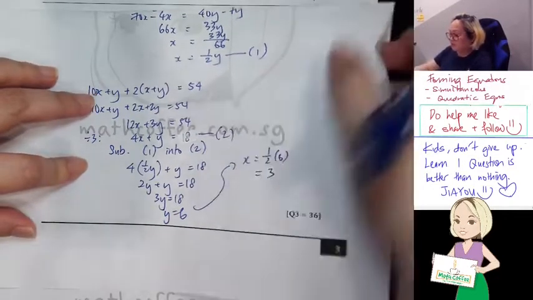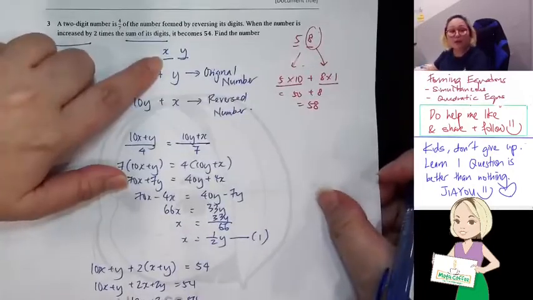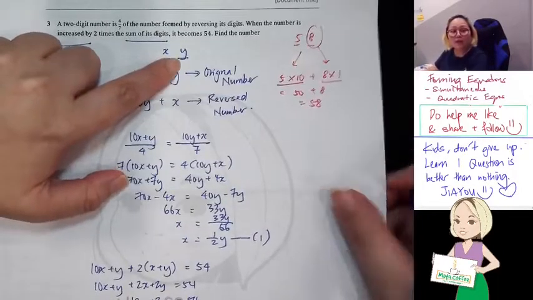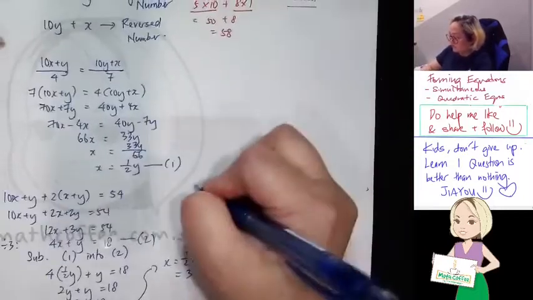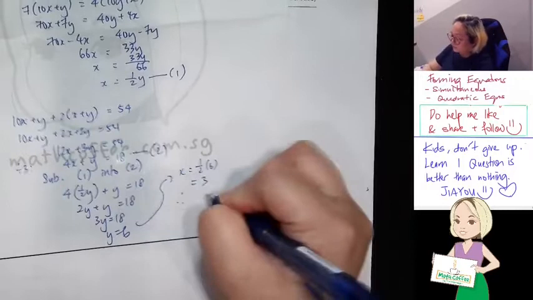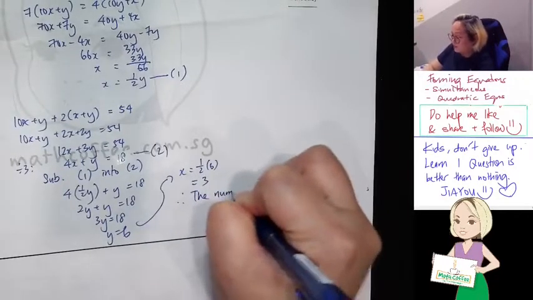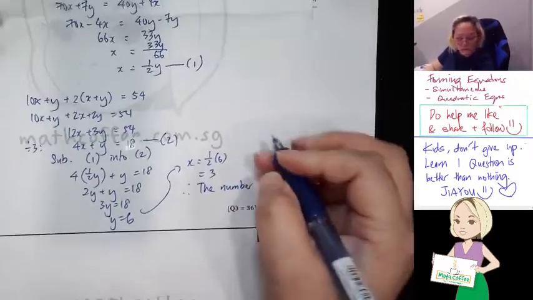And remember just now, we let x be the one at the tens place and y the ones place. They ask you to find the number, so you will say, therefore, the number is 36.